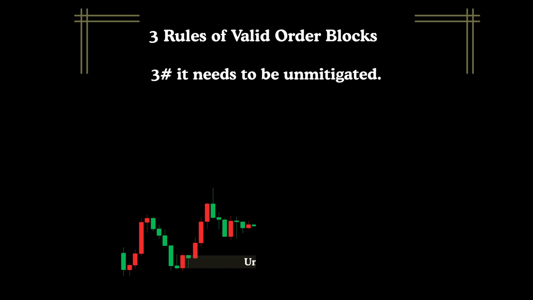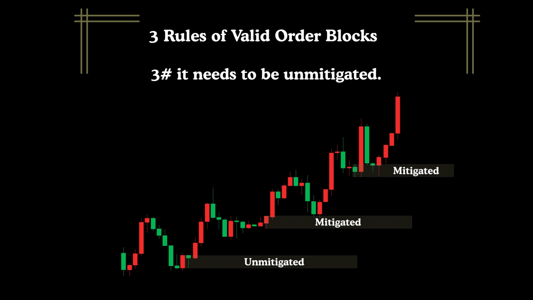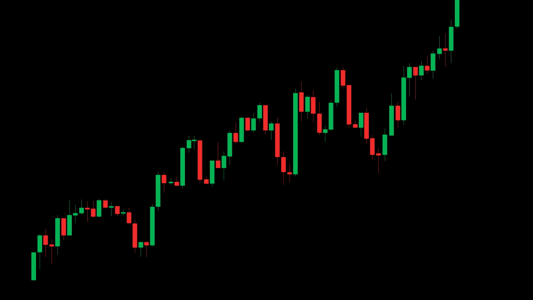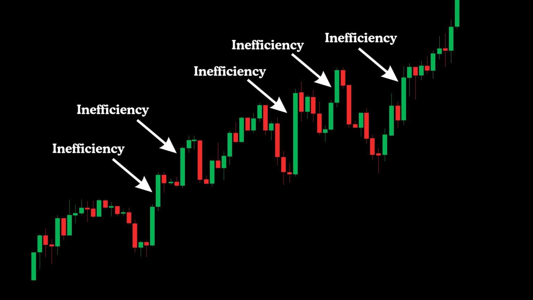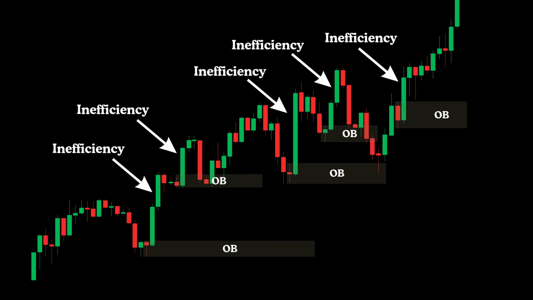Order blocks are considered single-use zones, so we only look for trade setups the first time price revisits the order block. Looking at the 15-minute chart of the euro-dollar, let's identify the order blocks starting from the left. These zones show clear signs of inefficiency on the chart, so we highlight the candles that caused the imbalance as our order blocks, but only if they resulted in a break of structure or a shift in character. Based on our criteria, all of these qualify as valid order blocks.